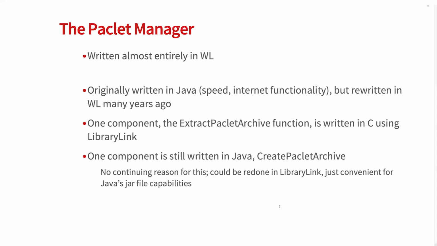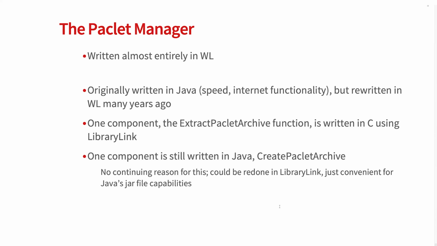One of the main reasons for that is that some of the functionality, the internet functionality in particular, in Mathematica, used to rely on Java. There was no CURLLink in Mathematica back then, and all downloads and things like that in the system were done via JLink calling into Java. So it made a little more sense many, many years ago to write this in Java.